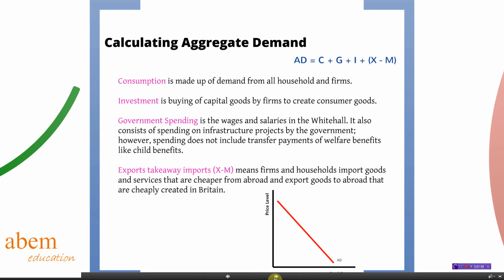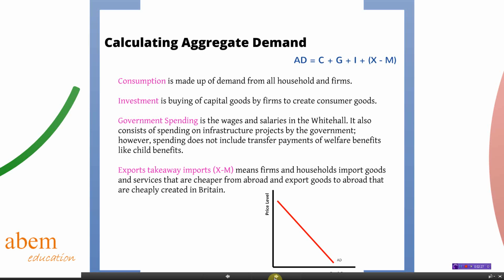AD equals C plus G plus I plus X minus M. C stands for consumption, which is made up of demand from all households and firms. Investment is the buying of capital goods by firms to create consumer goods. G is the government spending in infrastructure or in the Whitehall salaries. What you've got to take care of is that it does not include transfer payments of welfare benefits, which, as I've explained earlier on in national income, have no direct output associated. It's not given out as a wage, so it's not included in aggregate demand.